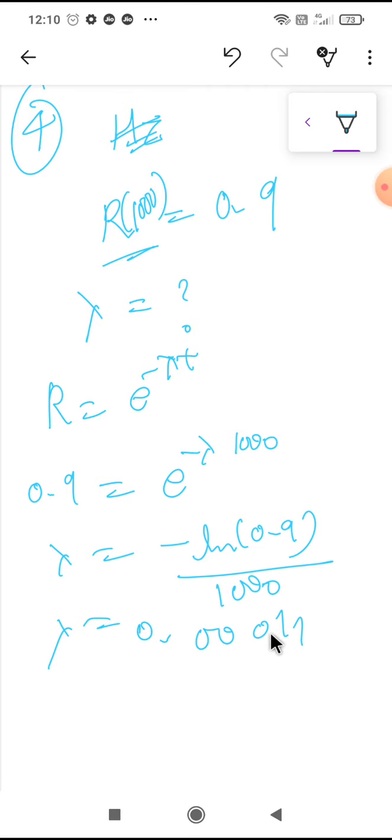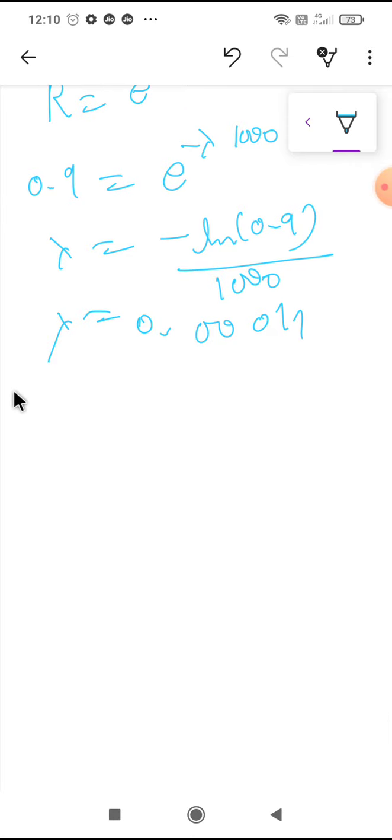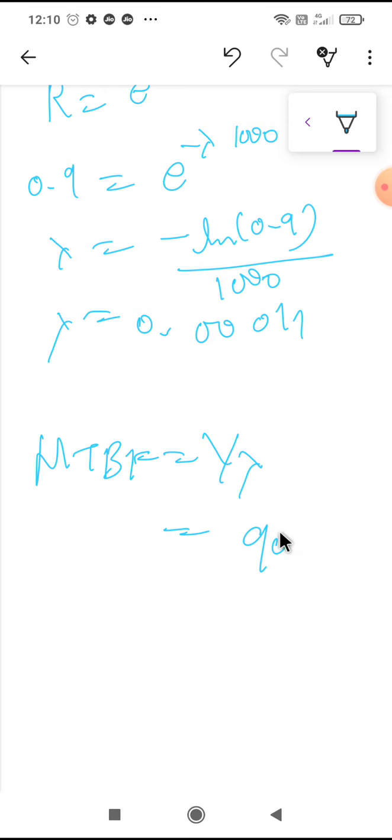Now another question is asked: what is the MTBF? Now we have to find MTBF. MTBF is nothing but 1 upon lambda. So MTBF is 9090.9 hours.